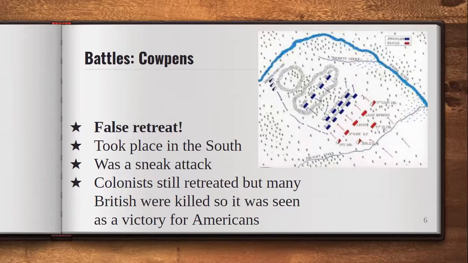So again, this one is important because it takes place in the south. So now we've moved down south where the loyalists are, so a bit more of a challenge. It was a sneak attack, and while the colonists still retreated, there were so many British that were killed, it was seen sort of as a victory for Americans, even though we ended up running away. Okay, Owen. Yes, they had guerrilla tactics, hit and run tactics, that they kind of did sneaky different things. Yes.